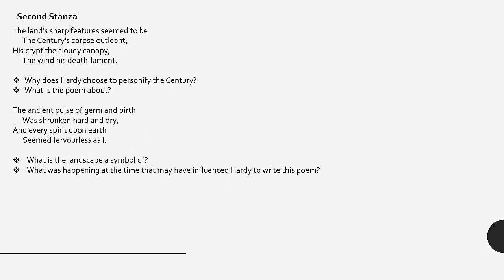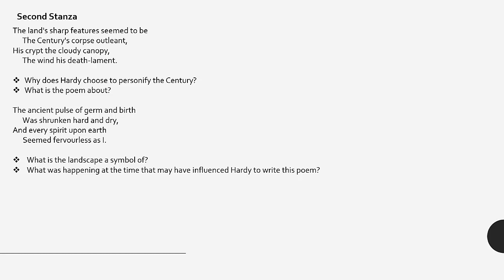"The land's sharp features seem to be the century's corpse outleant, his crypt the cloudy canopy, the wind his death-lament." It makes sense that Hardy would personify the century, since that is what the poem is about, the death of the century. This is one of the less challenging of Hardy's poems, because he really hits you in the face with his metaphors and his depressing tone over and over again. By the way, "outleant" is a word that Hardy made up, one of many.